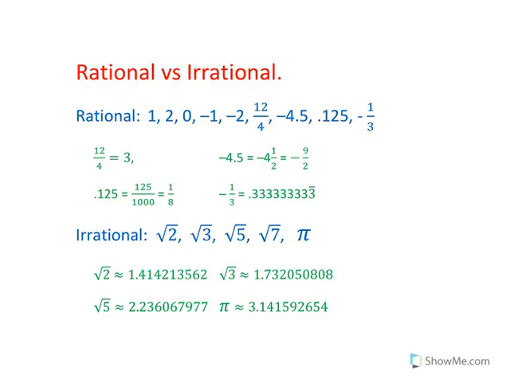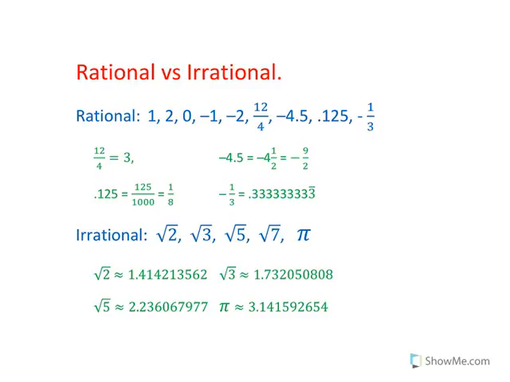And now I've got a page of just rational versus irrational. So you can see that all the rational numbers, 12 over 4, when you divide 4 into 12, it equals 3. It terminates. It ends. -4.5, or -9/2, is a fraction. If you divide 2 into 9, it goes in 4.5 times. It terminates. 1/8 is equal to 125 thousandths if you reduce the fraction. -1/3 does not terminate. This is called a repeating decimal, 0.3333. It goes on forever. I put a bar over the last digit.